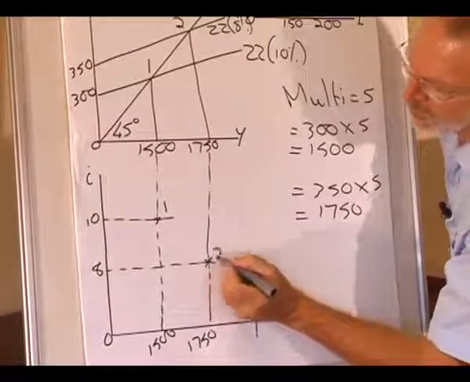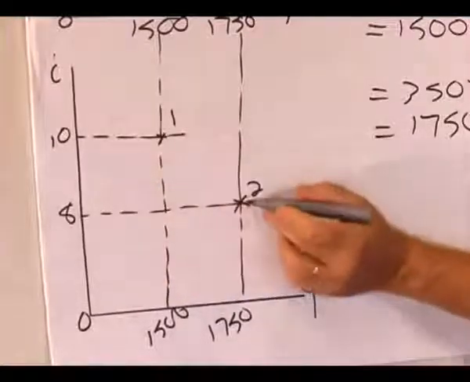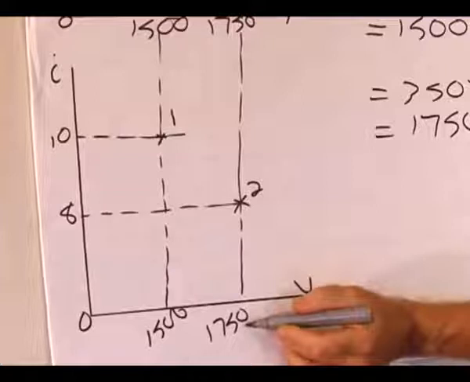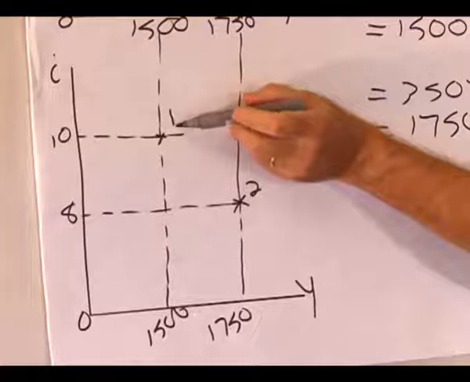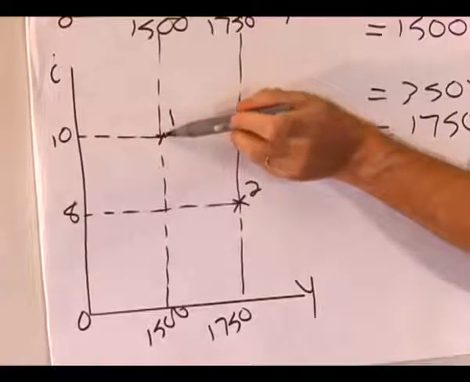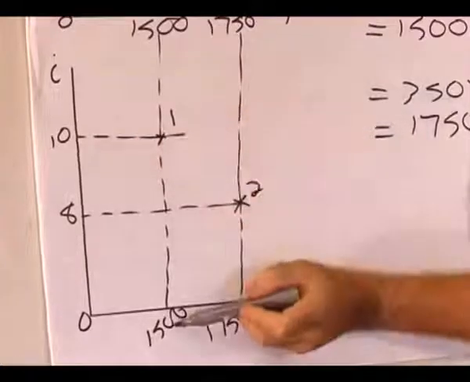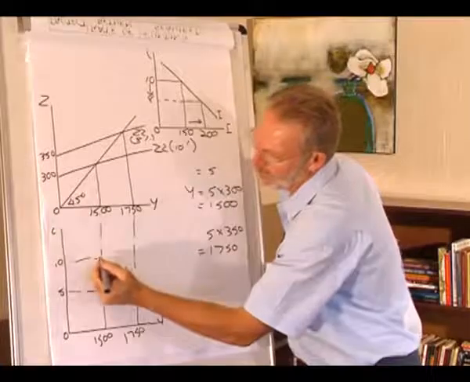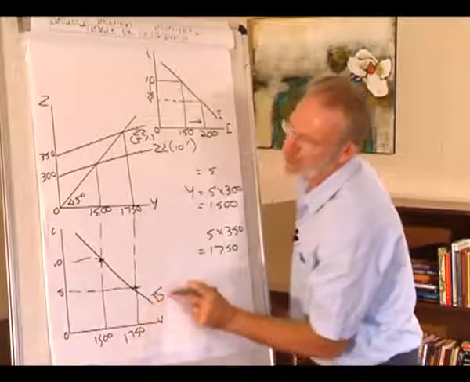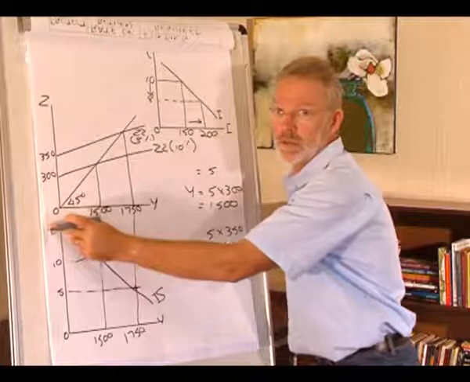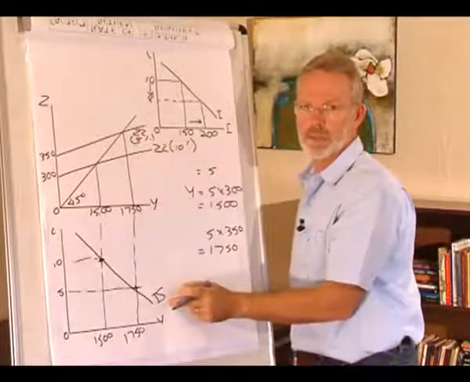So point 2 represents equilibrium in the goods market for a given interest rate 8% and level of production 1,750. Point 1 represented equilibrium in the goods market, interest rate 10%, level of production 1,500. If we link these points, we have the IS curve, giving you all the combinations of interest rate and income where the goods market is in equilibrium.